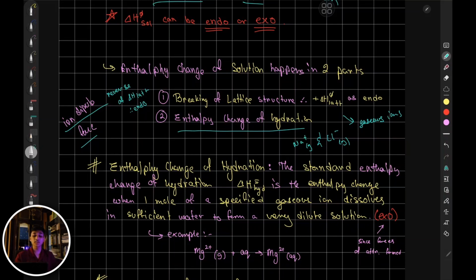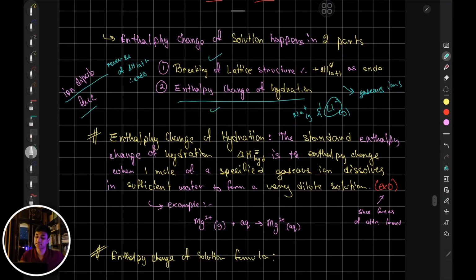So these are the two steps in which the entire solution happens. In the entire enthalpy change of solution, first the lattice structure is broken, then the specific ions, let's say sodium and chloride ions, are hydrated. After they're hydrated, the entire process of solution has happened.